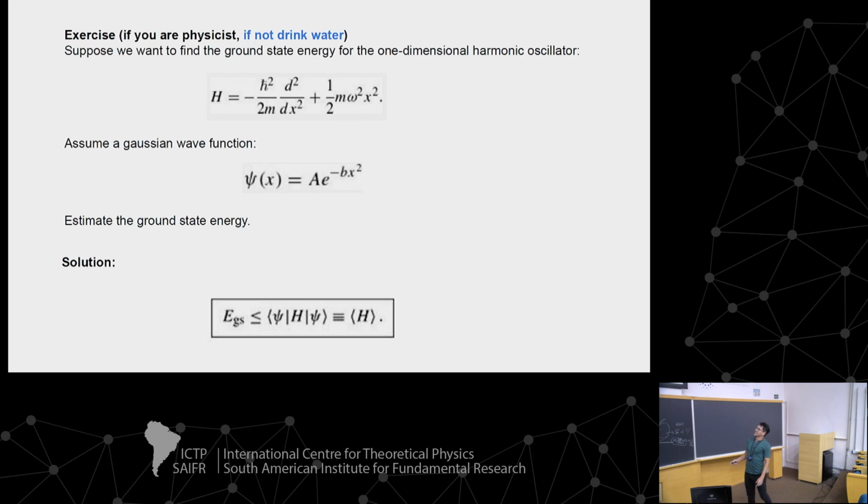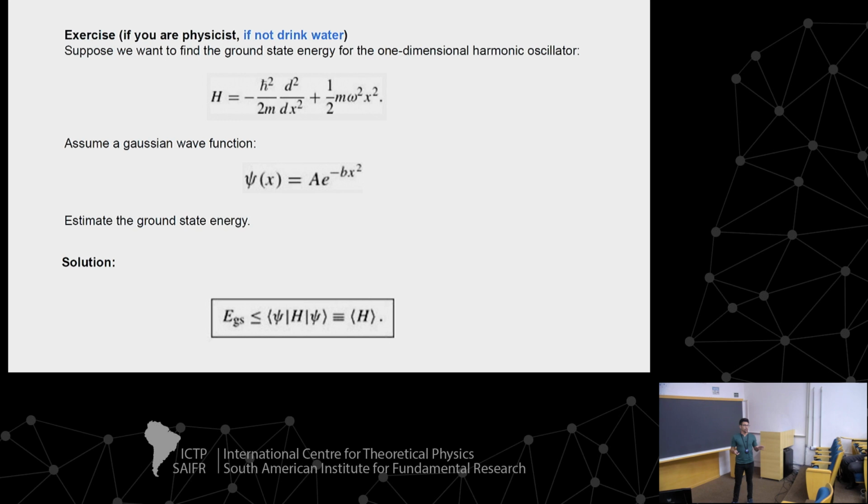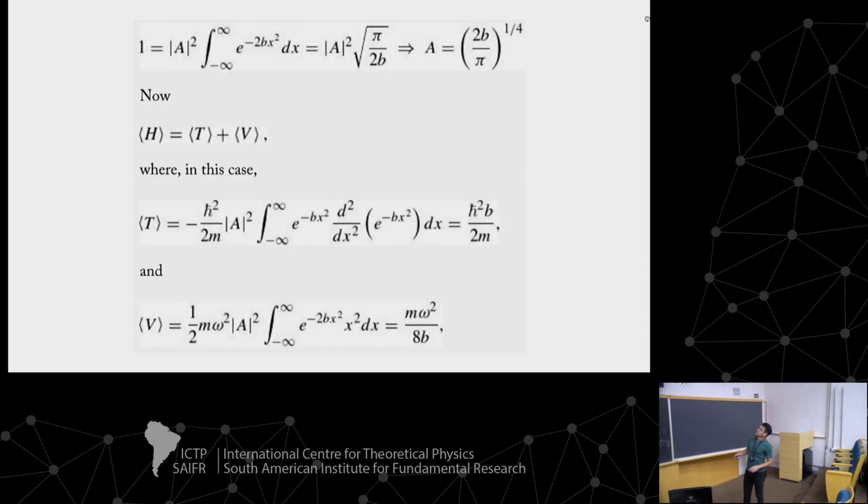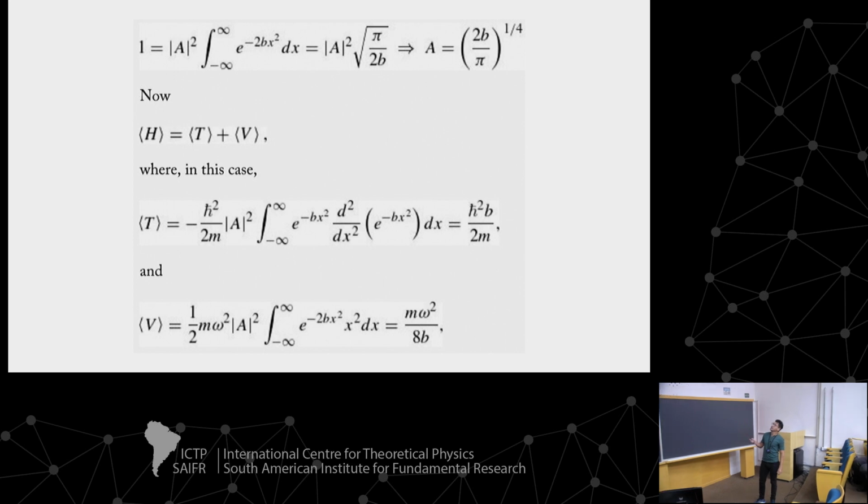So in this case, we should arrive at the exact solution. So probably I see you guys did it here. So you normalize, and then you find A like this. Now you have the energy, the potential plus kinetic energy. Then for the average value of the kinetic energy, you have this B parameter. And for the potential, you have this.